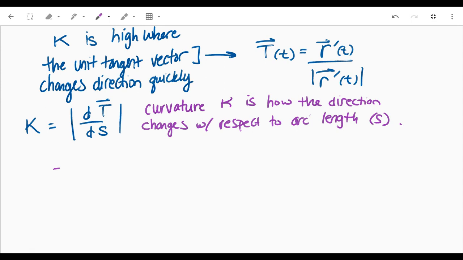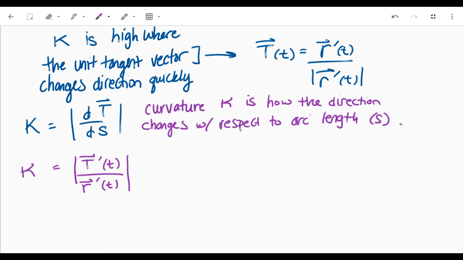So this is equivalent to, we want it in terms of t. The first one I wrote there, dT/ds, you would have to have your unit tangent vector in terms of s to find dT/ds. It's much easier. Your unit tangent vector is going to be in terms of t. So this is equivalent to T prime of t over r prime of t. There is a proof in your book for it. I won't worry about it too much.